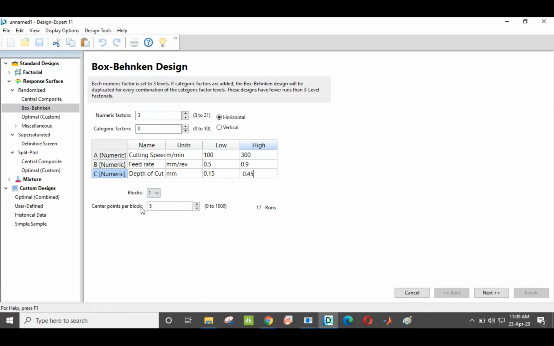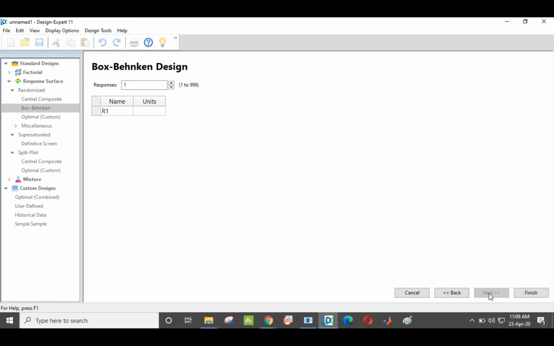The center points per block is 5. If I reduce this, I can end up with 12 runs, but don't change this. This is a standard design. If I want, I can increase or decrease. If I want 20 runs, then I can increase. If I want 18 runs, then I can also increase. But in your manuscript, you have to specify that the number of center points per block is taken as 6. So now I will go with the standard one.